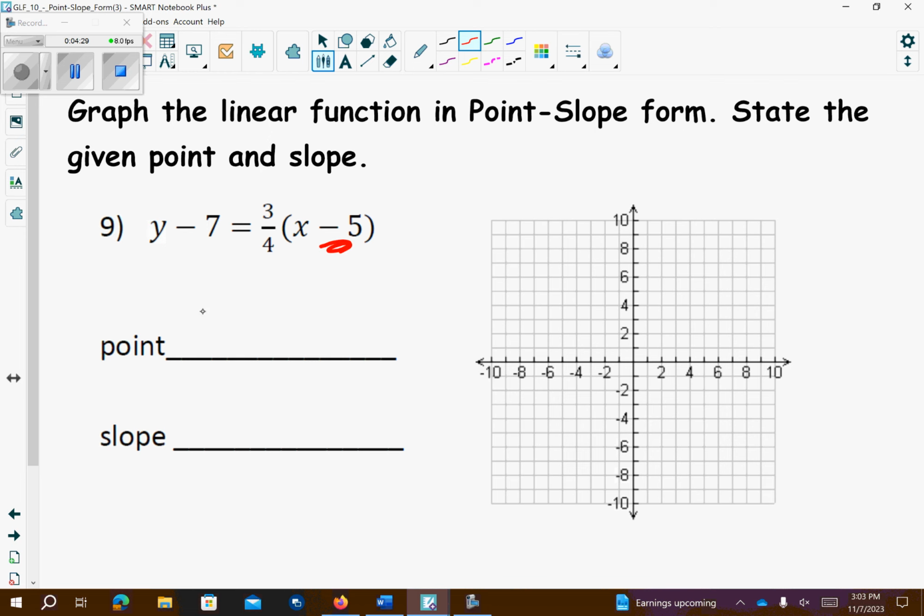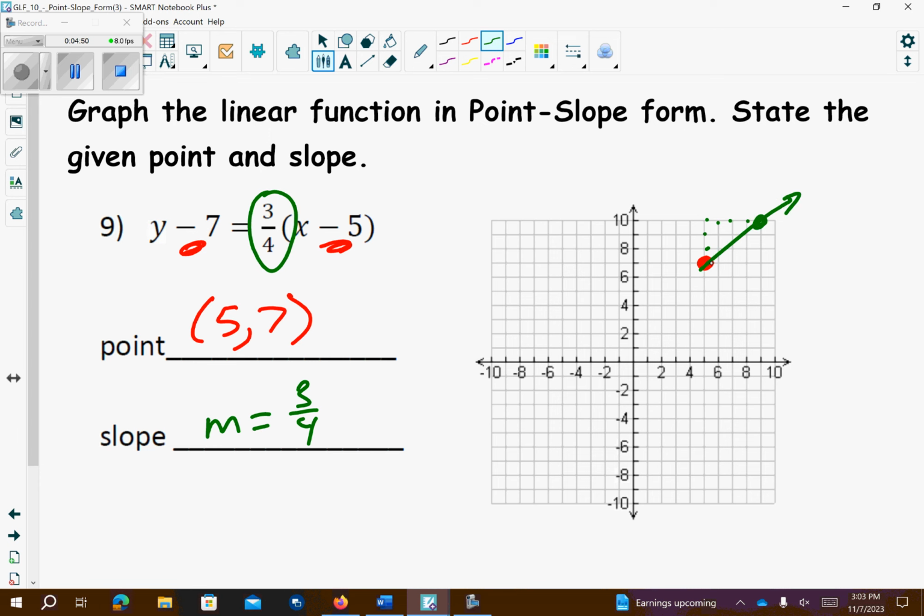All right, opposite of -5 is +5. Opposite of -7 is +7. So 5, 7, way up here. Our slope is right here. So from this point, I'm going to go up 3, right 4. Put a dot, connect the dots. That's what you got.